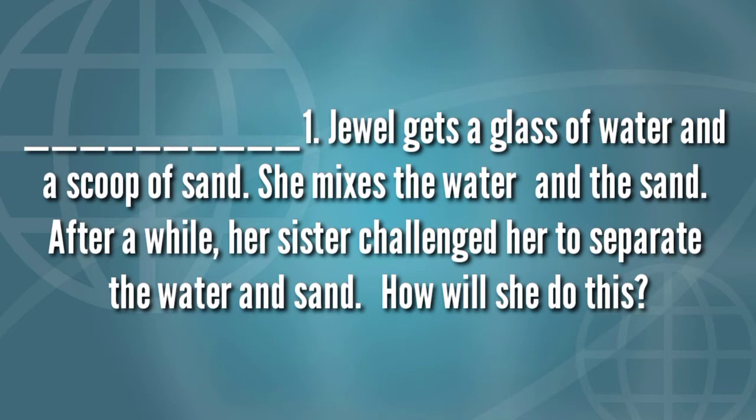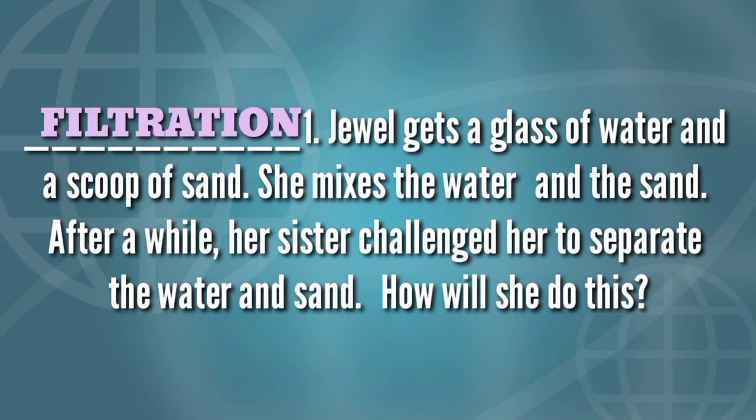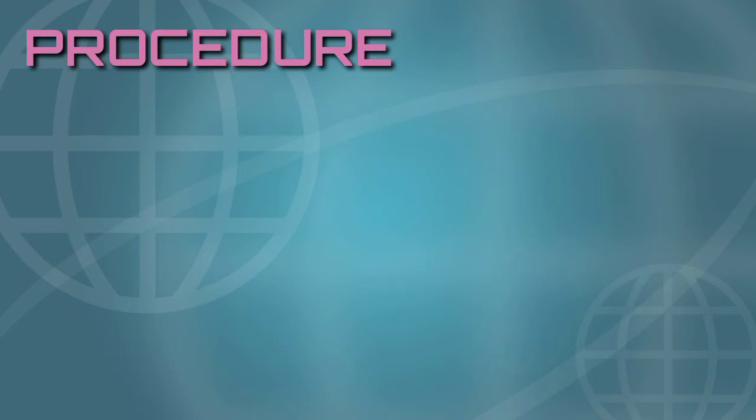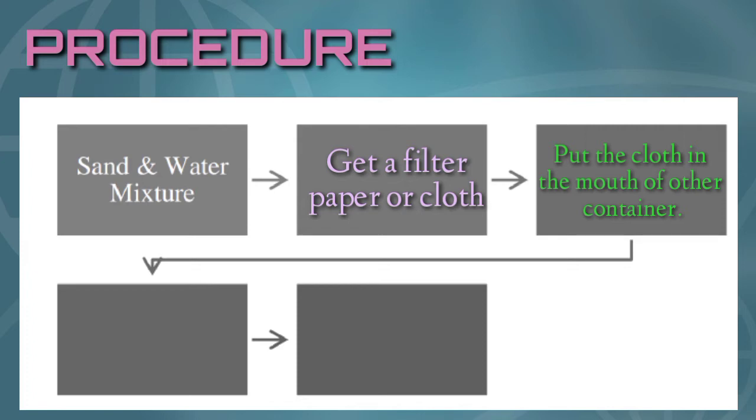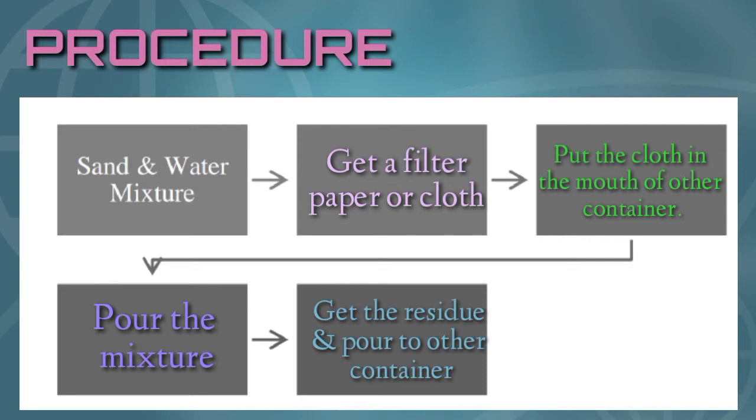In this example, you will use filtration as a technique of separating the mixture. Now let's have the procedure. First step, let's have the water and sand mixture. Next, get a filter paper and a cloth. Next, put the cloth on the mouth of another container. Next, pour the mixture. Next, get the residue and pour it to another container.